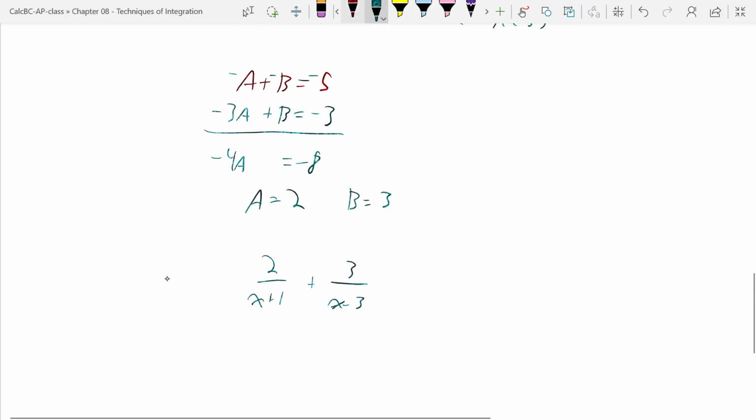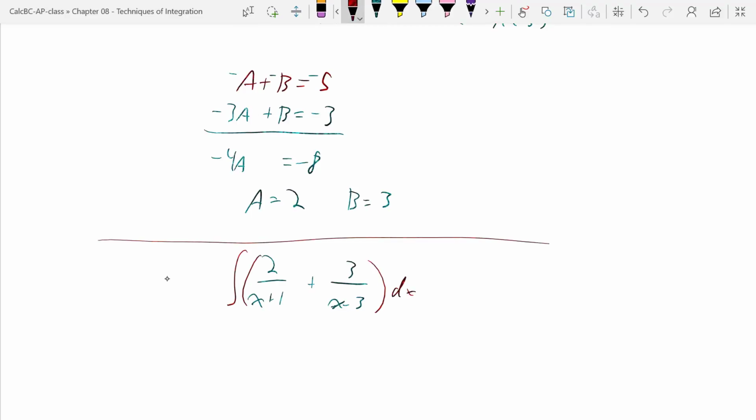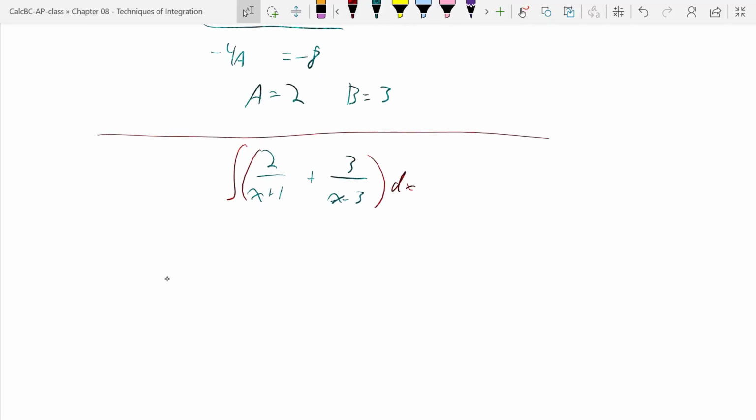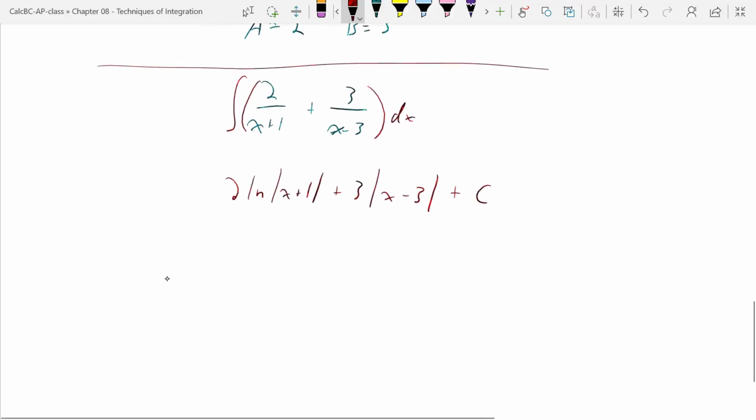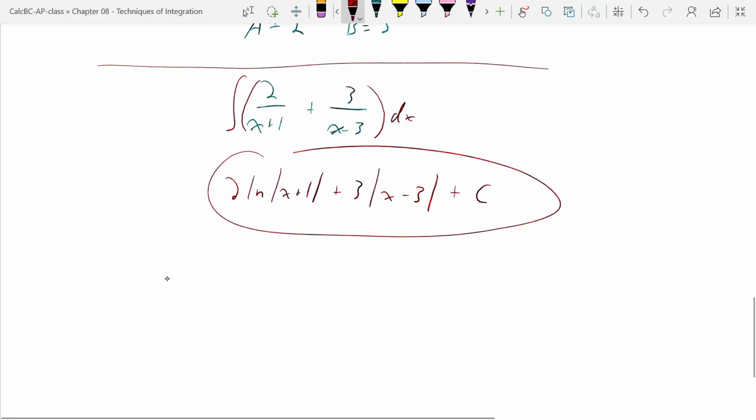Now I'm going to do a little split here, and let's actually evaluate this integral, which should be one of the easier integrals we've done. This is actually just 2 times the natural log of x plus 1 plus 3 times the natural log of x minus 3 plus c. And there we go.